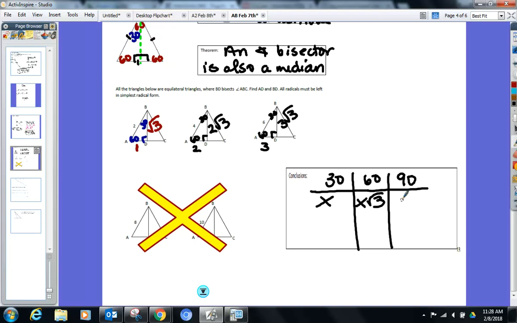I'm taking that side and multiplying it by 2. So, you got it. Yeah, be confident. You got it. All right, we got it.